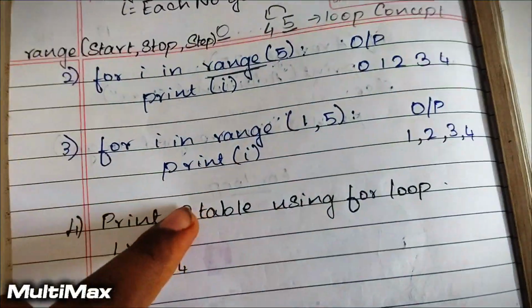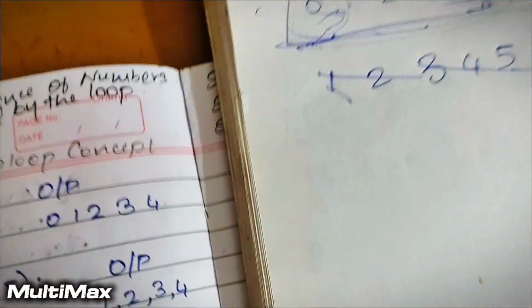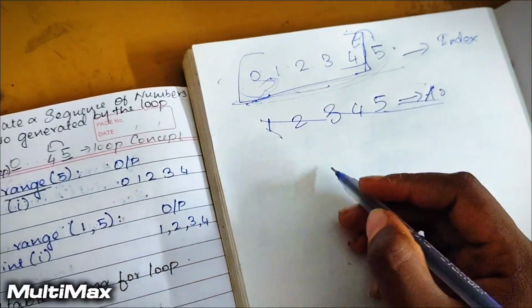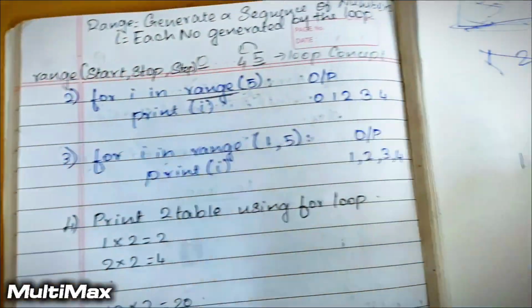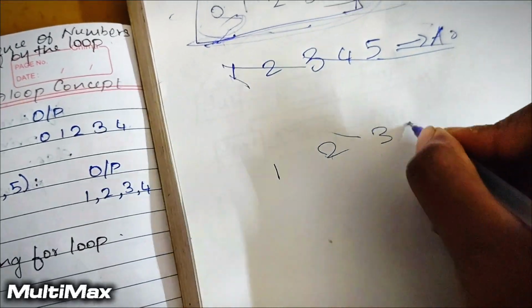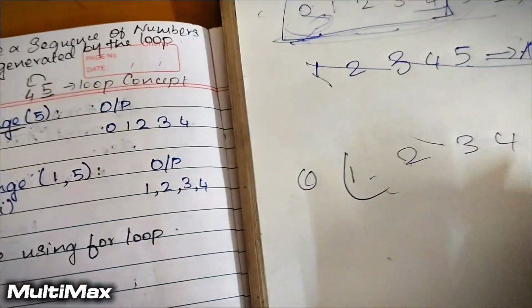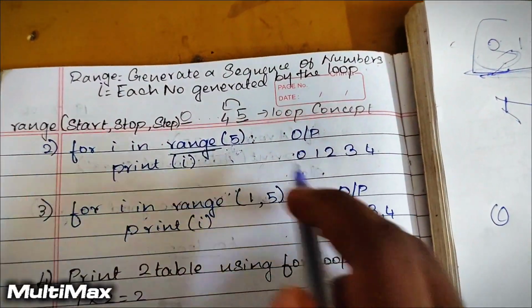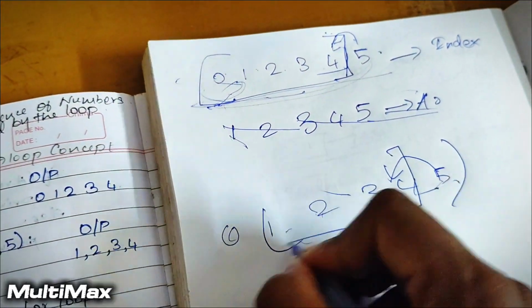Okay, next. See, for i in range 1, 5. So i in range 1, 5 means from 1 to 5 we have to print. These were the array, not the index: 1, 2, 3, 4, 5. That's the thing given here in the output. Sorry, I already told you, 5 means only the value before 5; up to 4 we were printing.